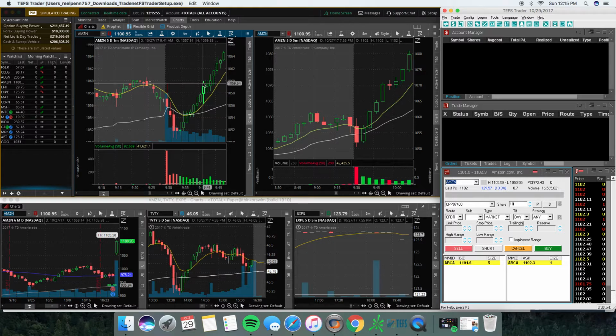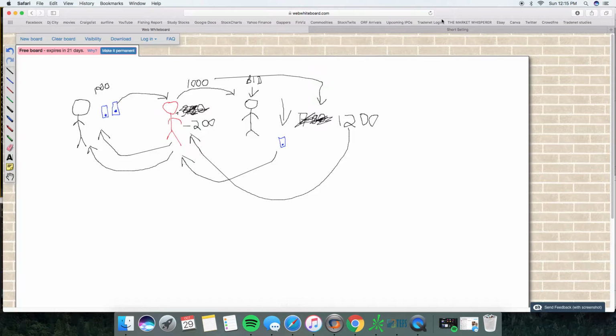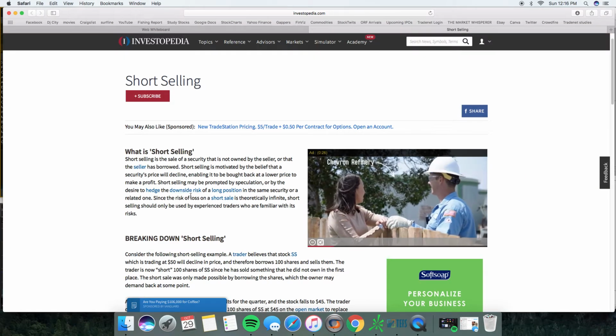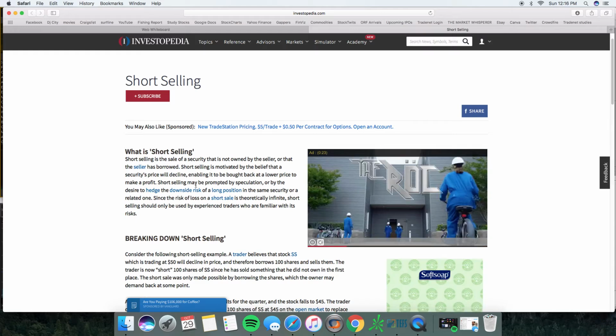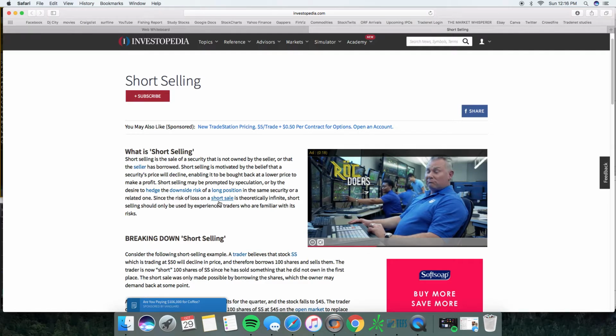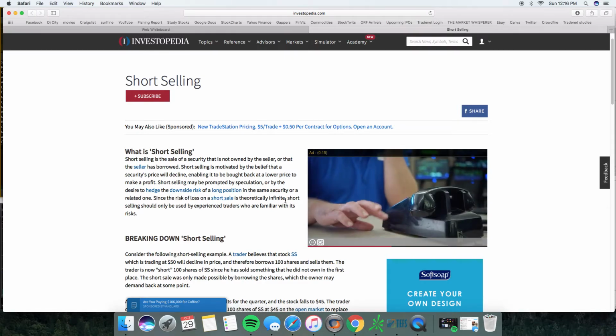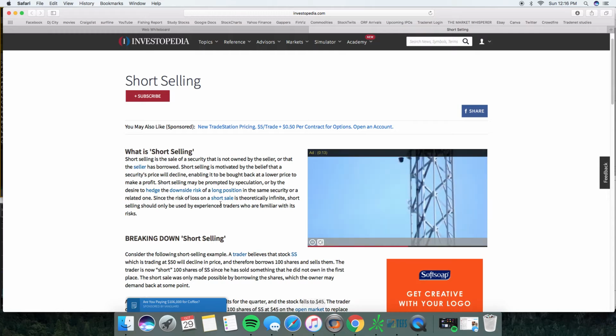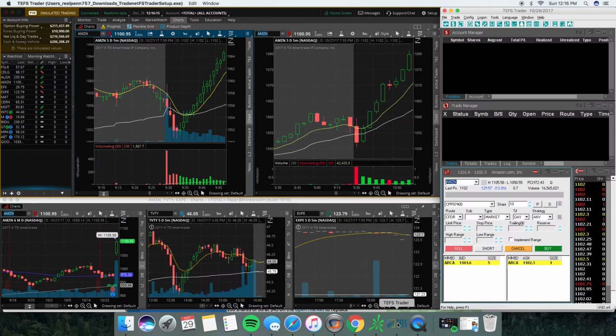Now, this is a good example of what Investopedia was saying earlier, is that, let's see here. Short selling may be permanent speculation. Oh, since the risk of a loss on a short sale is theoretically infinite, short selling should only be done by experienced traders. So now what they mean by that is that technically numbers are infinite, so the price can keep going higher and higher and higher. So technically Amazon could go to $2,000 today, $3,000, it doesn't matter, but you still have to cover your position.